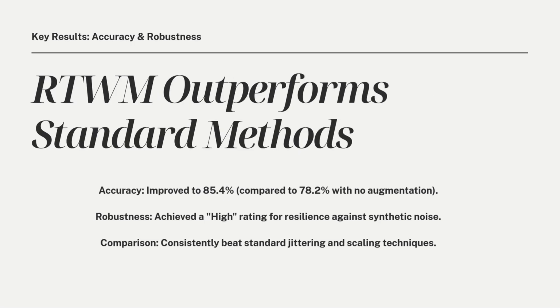Key results. The results were pretty clear. RTWM consistently outperformed the baselines in every metric. If you look at the classification accuracy, the model with no augmentation achieved about 78.2% accuracy. Standard augmentation bumped that up to 81.7%. But with RTWM, we saw a jump to 85.4% accuracy. Furthermore, when we tested for robustness, meaning how well the model handles messy or noisy data, RTWM was the only method that achieved a very high rating.